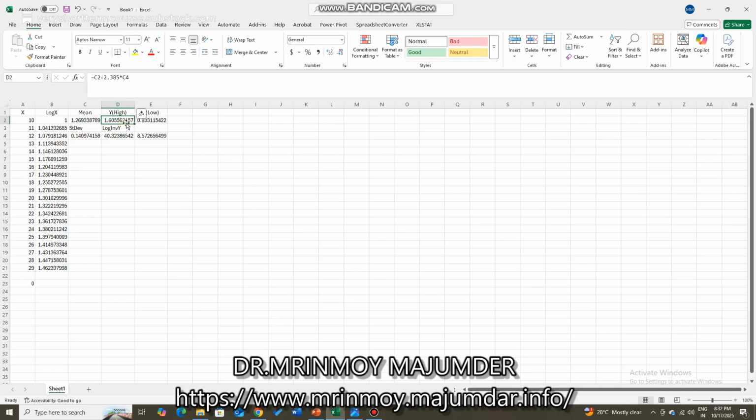So that is why I have written here 2.385 multiplied by the standard deviation. C4 carries the standard deviation. Here it is C4, correct? C4, this red box. Okay, so this gives me the high outlier limit, which is equal to 1.605. Similarly, with a minus sign and all other values the same, I have calculated the low outlier limit also. Now you have to find the inverse of this value, because this limit is in log.